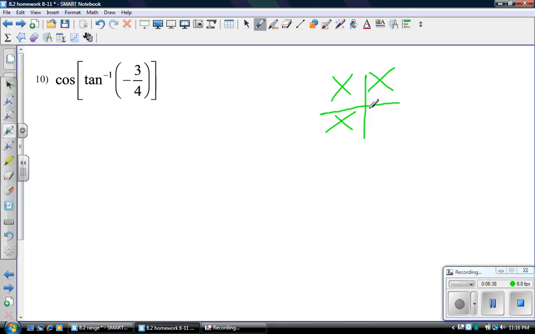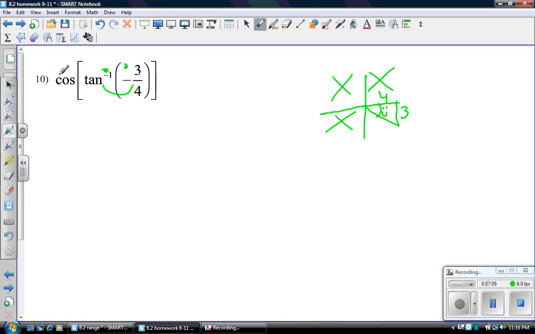All this is telling me is that there's some triangle down here in the fourth quadrant where the opposite of the angle over the adjacent is 3/4. So again, this angle, I don't care what you call it. You can call it happy face. Sorry, the inverse tangent of 3 over 4 is that angle. So again, the whole point of this is just figuring out where the triangle's drawn. So that's angle happy face.